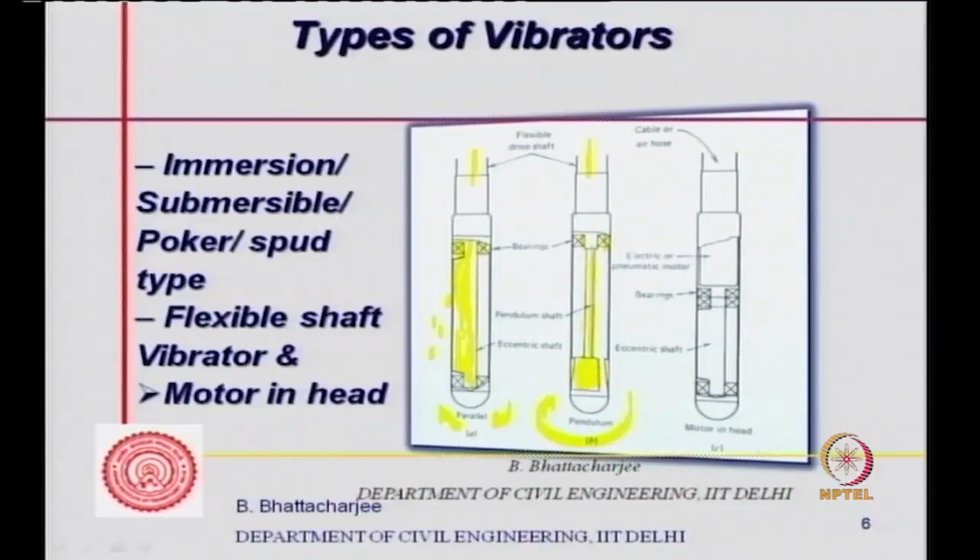They all have a flexible shaft, and here the motor is. An electric or pneumatic motor is straight away here. So the motor is here, and it's a cable or hose simply. If it is pneumatic, then there will be an air hose, so compressed air will come through this, and it will get compressed air.